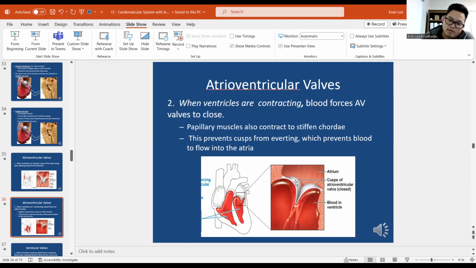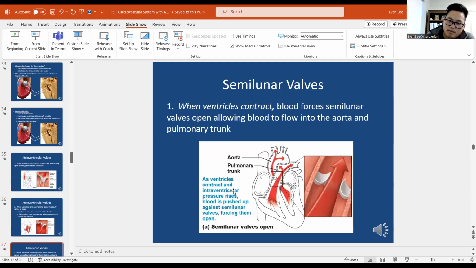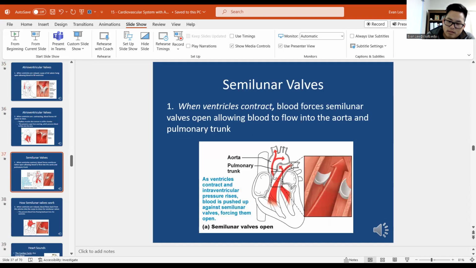So this is going to hold the blood from going back into the atria, and that means that the blood will need to go out into the blood vessels instead. So in this case, the semilunar valves will be open. That means that the blood can go out through them, and that would be your pulmonary and aortic valve.